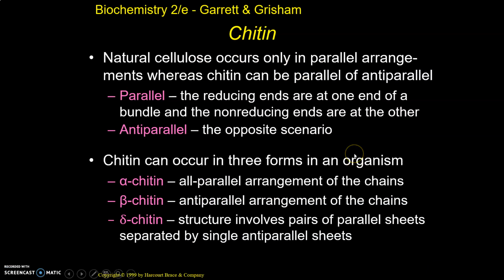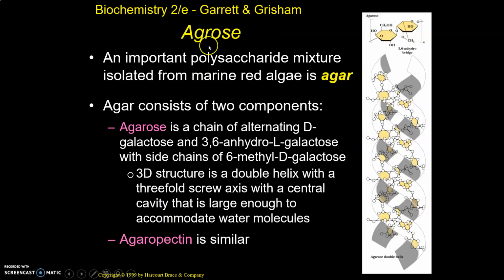Okay. All right, so now moving forward. So that's chitin. Let's look at agarose. So agarose is an important polysaccharide mixture that's isolated from this marine red algae that's called agar. And it basically consists of two components. So the major one is agarose.